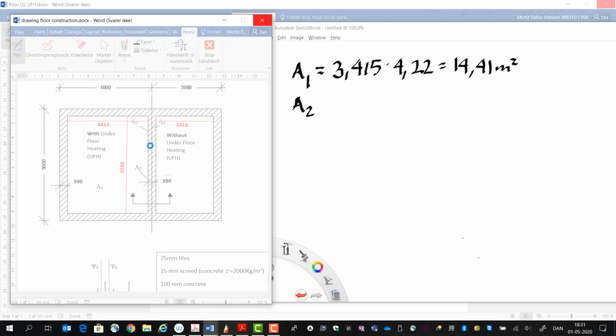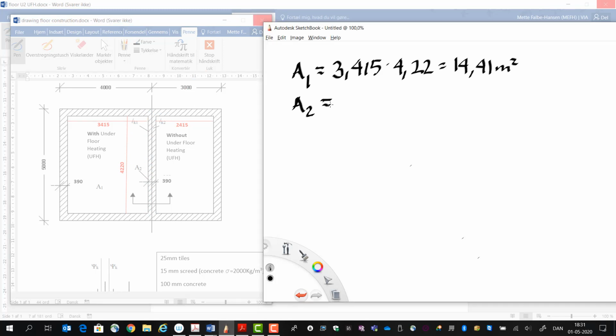And then we have A2, which is the part that we have here. So that would be half of the foundation. So 0.39 divided by 2 times how long it is, and that is 4.22. So that gives an area of 0.822 square meters. And then we have the LK, which is the length of the linear loss, and that is 4.22.